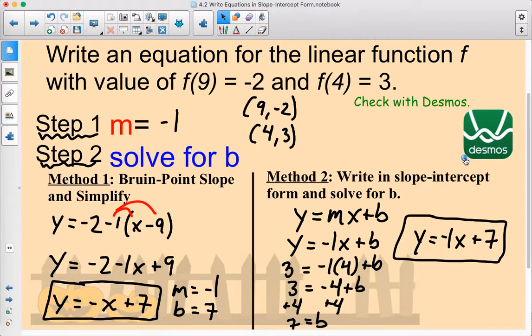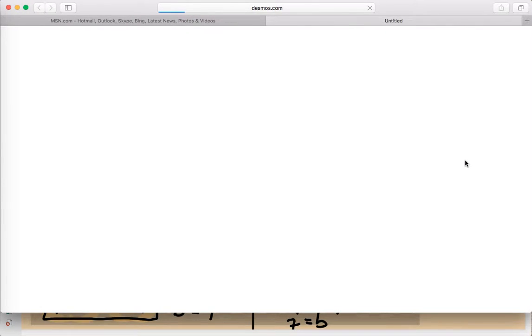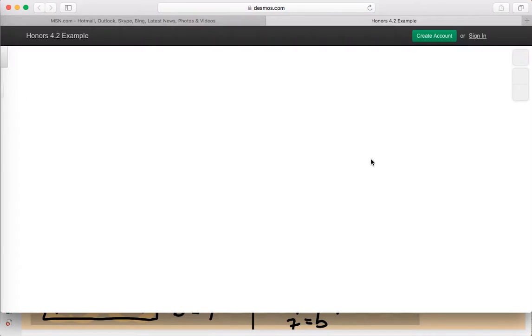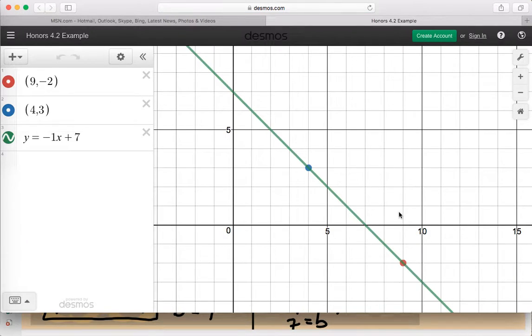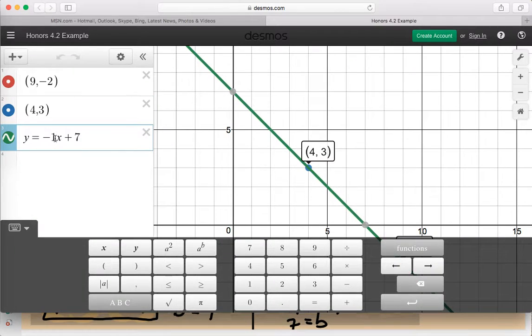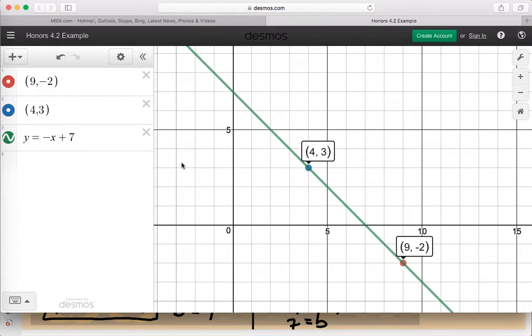Just to check, I've graphed this in Desmos. Want to see if it goes to the point 9 comma negative 2 and 4 comma 3. So in Desmos, I've already typed that in, picked out my points 9 comma negative 2 right down here, and 4 comma 3, and then I typed in my equation y equals negative 1x, or you could just do, like I said, negative x plus 7, and boom, it goes perfectly through both of those points.